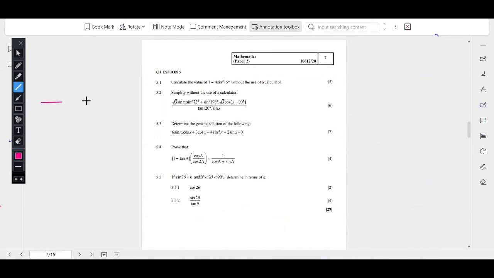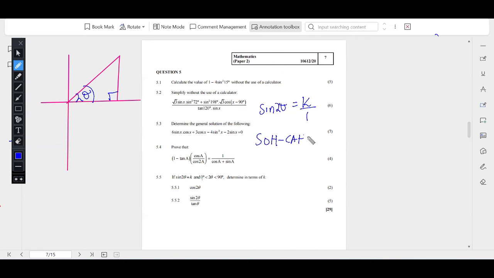The first thing that you need to indicate is obviously your Cartesian plane, and try to draw that right angle triangle. They said it's between 0 and 90 degrees. That means our drawing should be in the first quadrant like that. And then we have our 2 theta indicated here. That's the angle. Remember, sine 2 theta equals k should be expressed as k over 1. Considering SOH CAH TOA, we know that sine is opposite over hypotenuse. So that means the k represents our opposite and our 1 represents our hypotenuse.